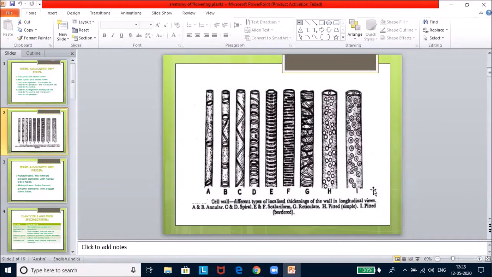I will give you 2 minutes. Just make a rough diagram or make a note so that it becomes easier for you. Okay, I hope you have made this one.